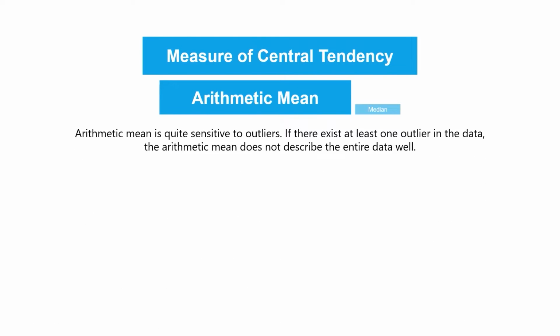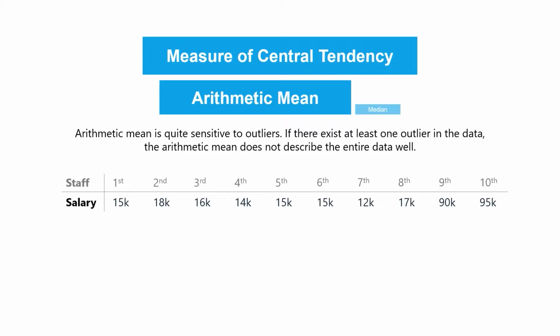In addition, arithmetic mean is quite sensitive to outliers. If there exists at least one outlier in the data, the arithmetic mean does not describe the entire data well. For example, consider the wages of 10 staffs at a factory below. Notice that staff 9 and 10 have significantly large salary compared to the other 8. We may consider them as outliers.